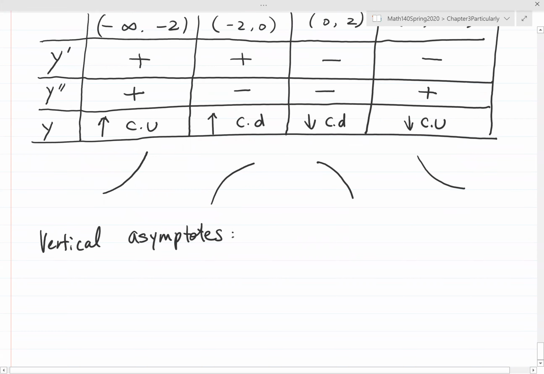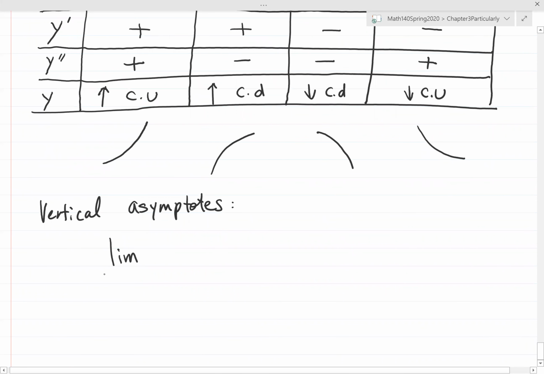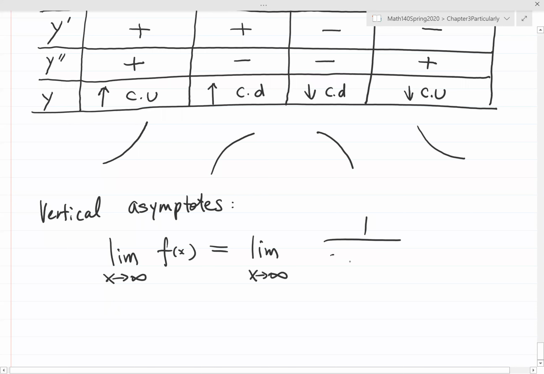How do we find asymptotes? Horizontal asymptotes are determined by the limit as x approaches plus or minus infinity of f(x). Here the function is even, so we only need to work out one direction, the limit at positive infinity. The limit as x approaches infinity of 1 over x squared minus 4.